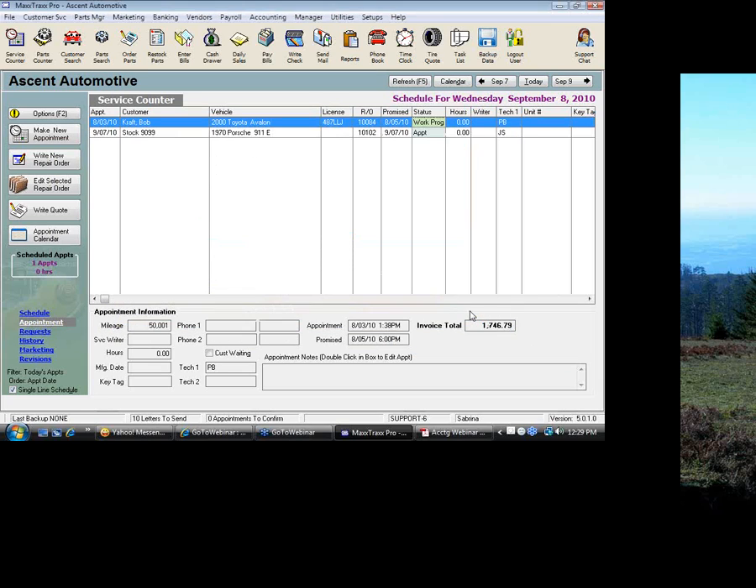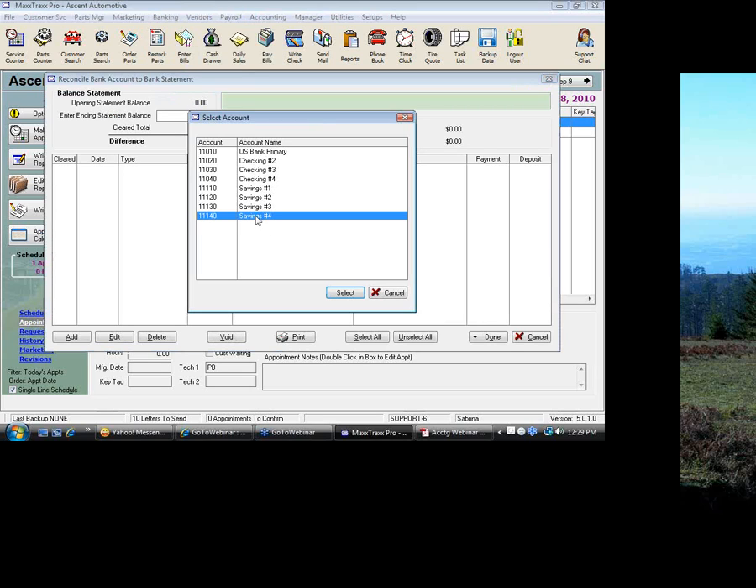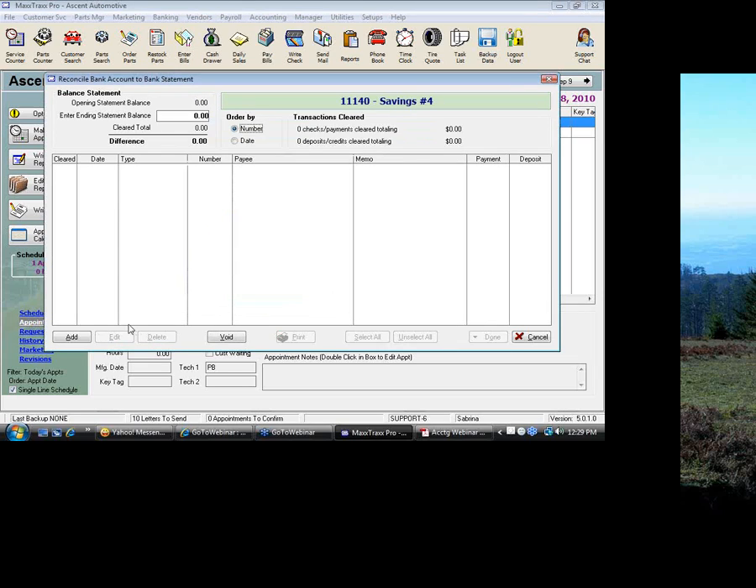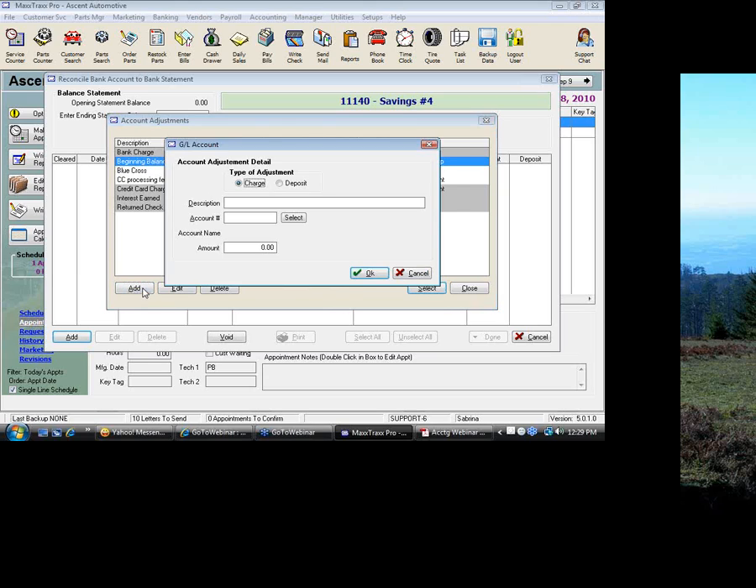So I'll do one real quick for you. We'll just go under Banking, Reconcile Bank Account. I'm going to choose Savings Account number 4. And I'm going to click on the Add button in the lower left, and I'm going to create an adjustment. I actually probably already have the adjustment in there, but if this is a brand new fresh system, you probably would have to set this up. By clicking on Adjustments, it'll give me my list of adjustments to choose from. And you can see I do have a beginning balance setup already created. But if I didn't, all I'd have to do is click Add and create a new one. It would be a deposit.